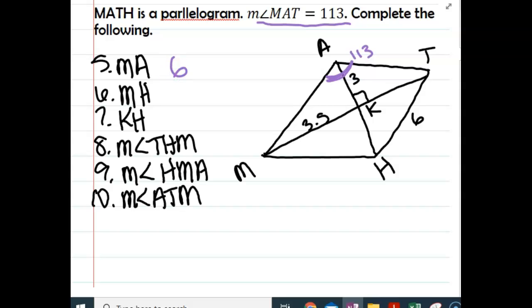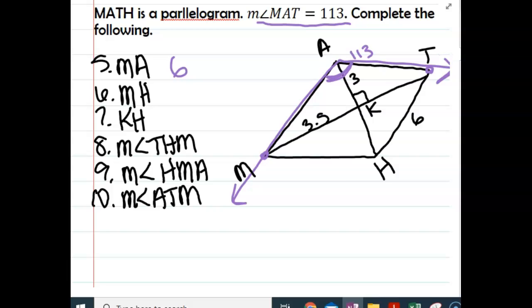Now, here's where the prior information comes in. Because I want to find MH. I know MH is congruent to AT, but the problem is, I don't know what AT is. So we're going to take this back. I think it was in the last chapter, in chapter 5. What I want to do is talk about point T and point M. So what I have here is a line AM and a line AT.